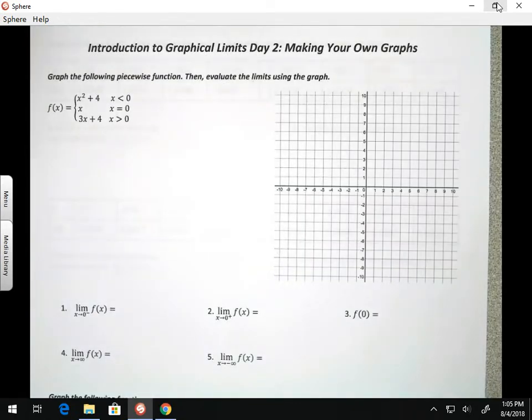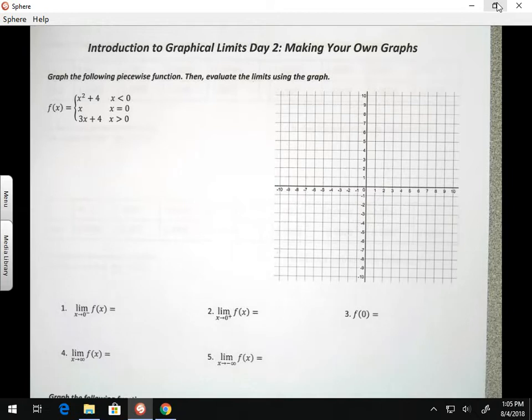So we're going to start off here, and this will give us a little more practice with those piecewise functions. So the first thing we're going to do is graph the piecewise function, and then we're going to evaluate the limit using the graph. So let's get started here.